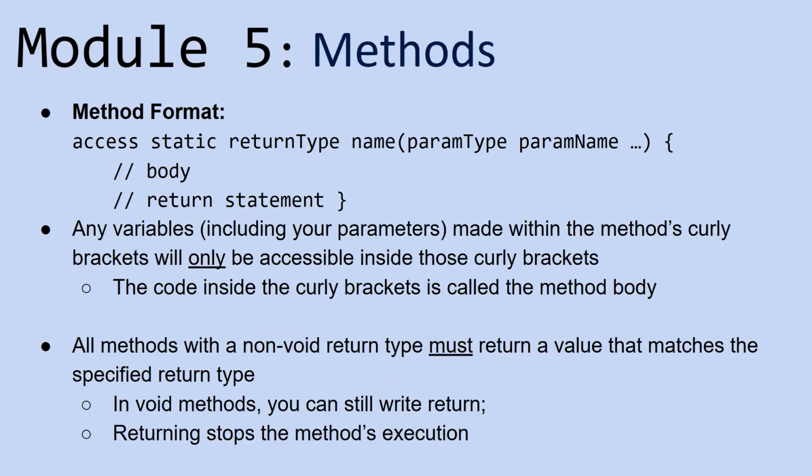That param name is only used within the body of the method. Any variables, including your parameters, that are made within the method's curly brackets are only going to be accessible inside those curly brackets. You might have variables in a different method that happen to have the same name, but they won't be connected. They'll be different variables.